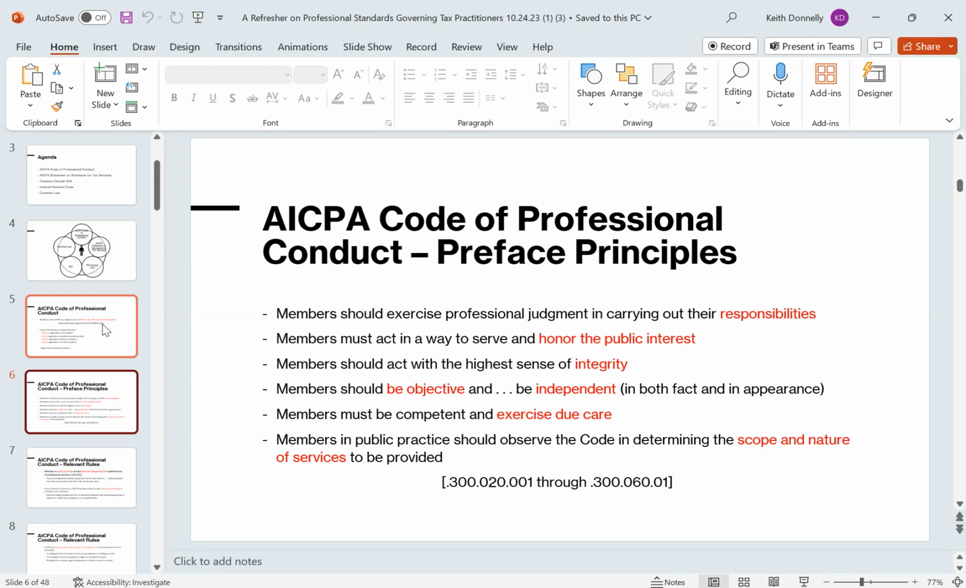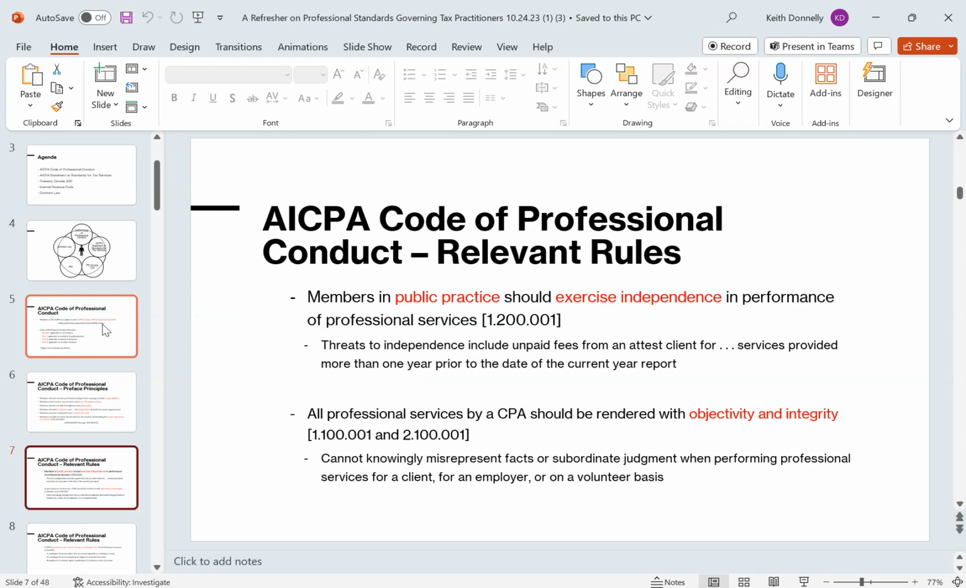Okay, continuing here, you have to exercise due care and be aware of the code. If you see all of these little numbers, that's where these items are found in the code. Don't memorize those; it's more of a reference point than anything else. One thing we mentioned is that you have to be independent. What can compromise your independence? Well, unpaid fees. Specifically, if you have unpaid fees from an attest client for services provided more than 1 year prior to the date of the current year report, you are no longer independent for them.